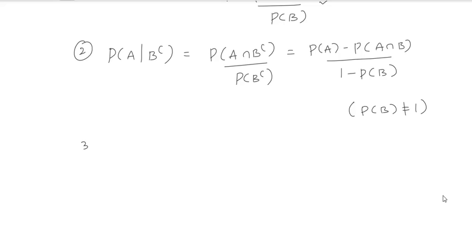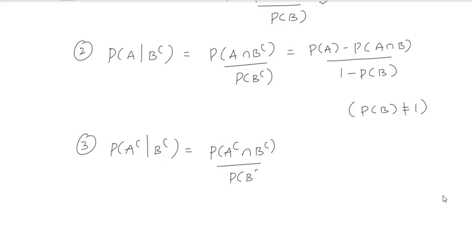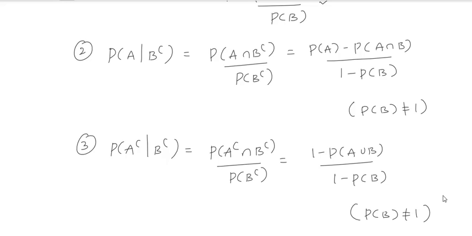Then the last one will be probability of A complement given B complement, which is probability of A complement intersection B complement divided by probability of B complement. This I can represent as 1 minus probability of A union B, divided by 1 minus probability of B. In this case also, probability of B is not equal to 1. So these are the different strategies you have to keep in mind to solve a problem on the probability concepts.